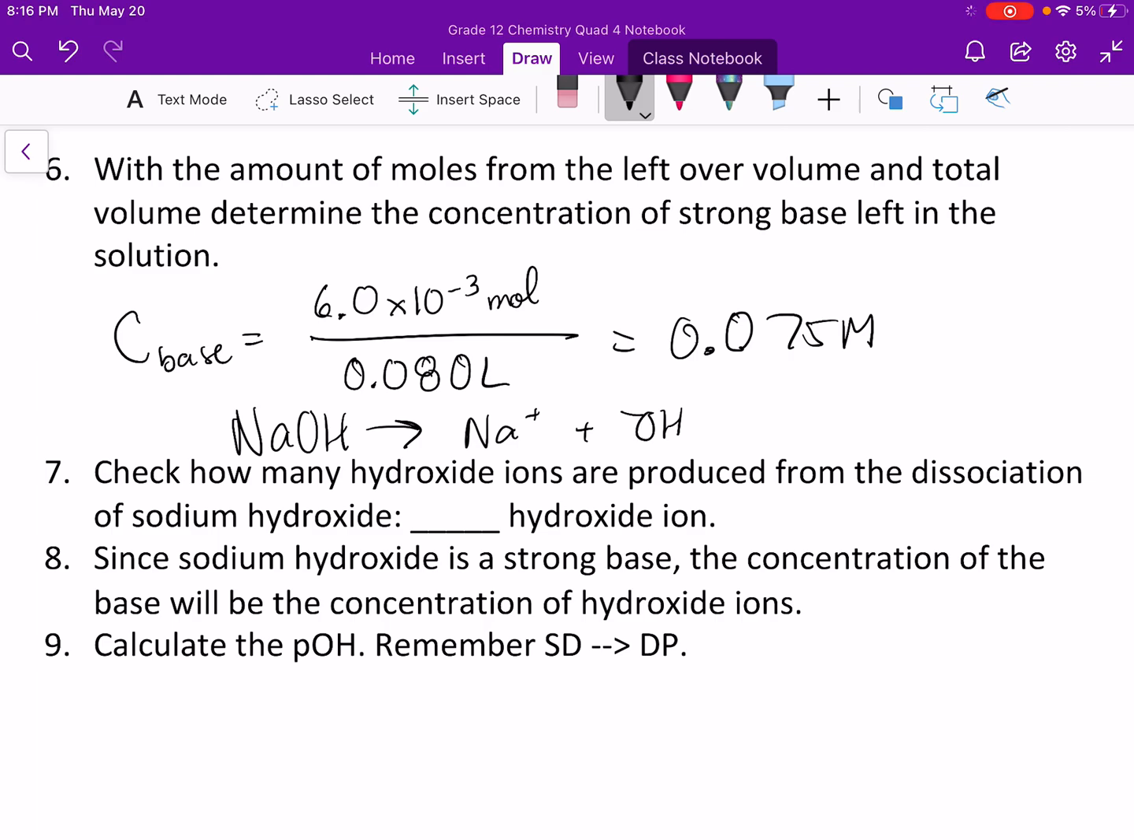In sodium hydroxide, when I dissociate, I turn into sodium ions and hydroxide ions, meaning that for every sodium hydroxide formula unit, I will have 1 hydroxide ion. Remember that sodium hydroxide is a strong base. It does not exist in equilibrium when we put it into water. It will go completely into sodium ions and hydroxide ions, meaning that if I have 0.075 moles per liter of my NaOH, I now have 0.075 moles per liter of hydroxide.